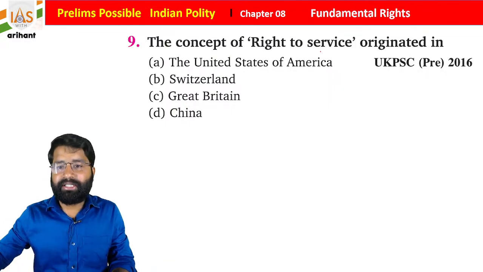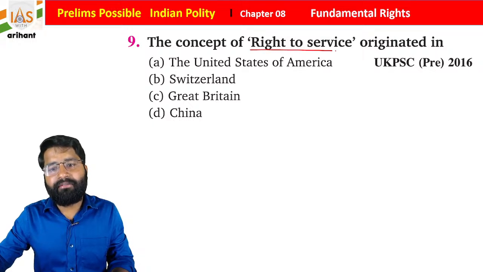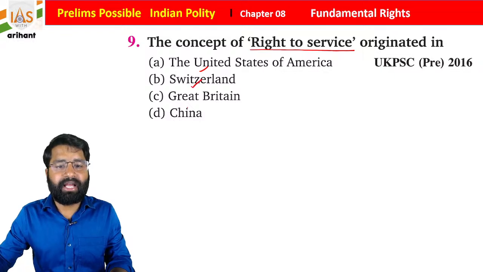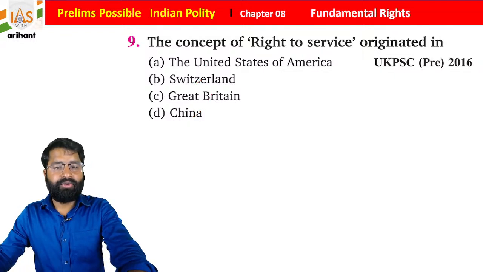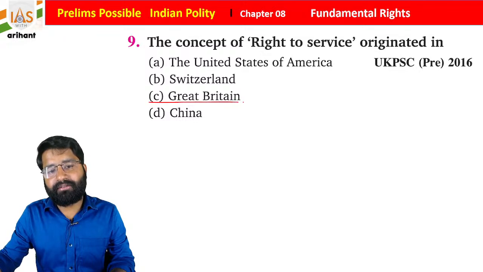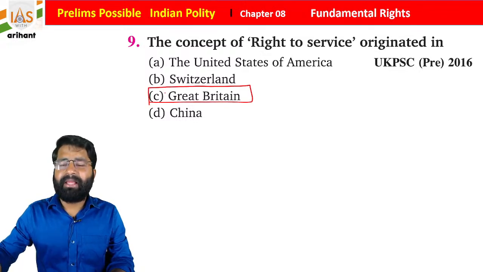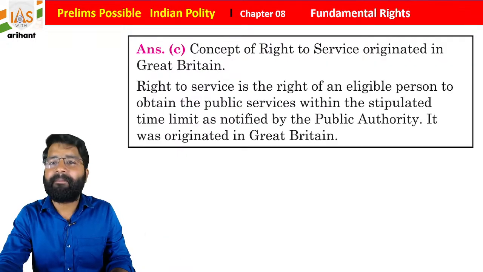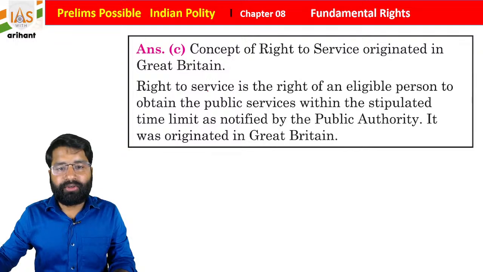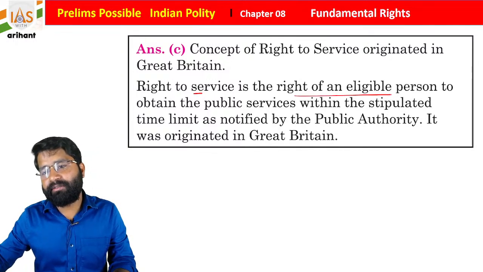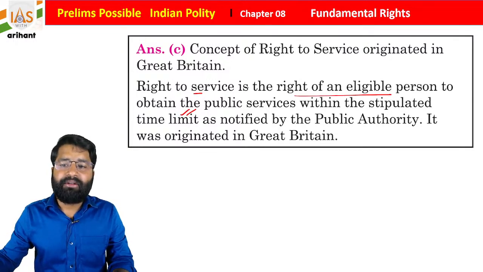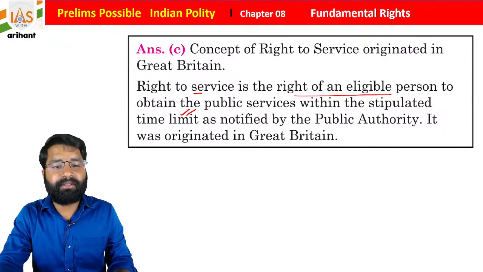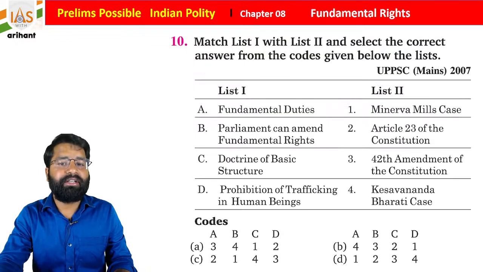Okay, now see, the concept of right to service originated in which of the following countries, students? USA, Switzerland, Britain and China. So right to service is a part of Great Britain. It was in Uttarakhand PSC, and those who are going to participate, as the form is already released, just fill the form before the last date. Right to service is the right of an eligible person to obtain public service within the stipulated time limit as notified by the public authority. It originated in Great Britain, students.